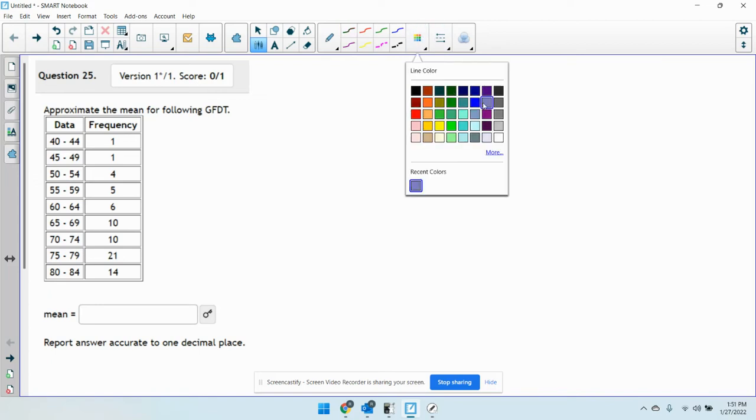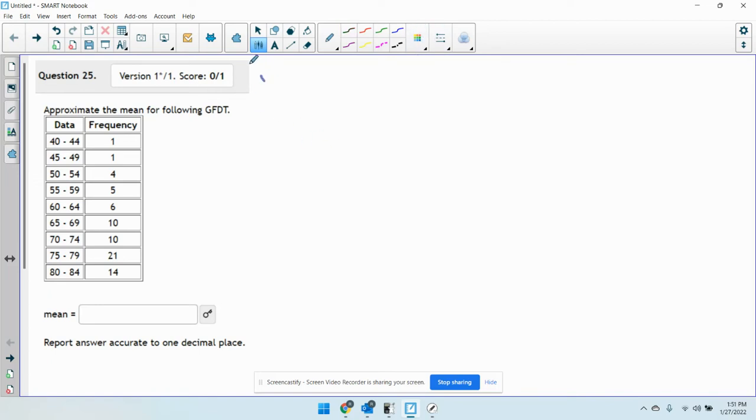All right, so it says here, approximate the mean for the following group frequency distribution table. The mean would be adding up all of the values and dividing by the number of values there are. But we don't know what value this one data point is in this interval. So we're going to assume that this data value is the midpoint or the middle of this interval.